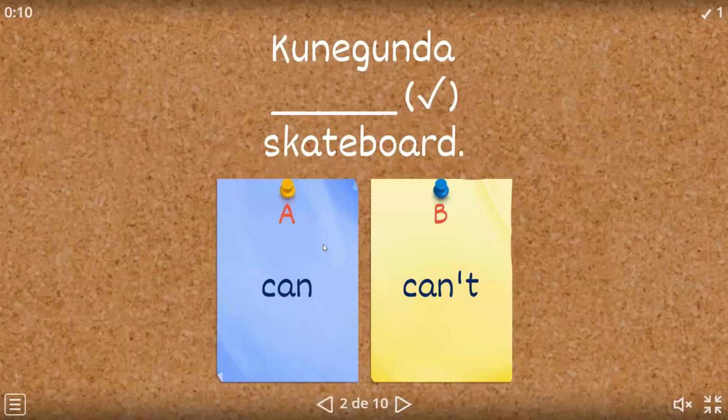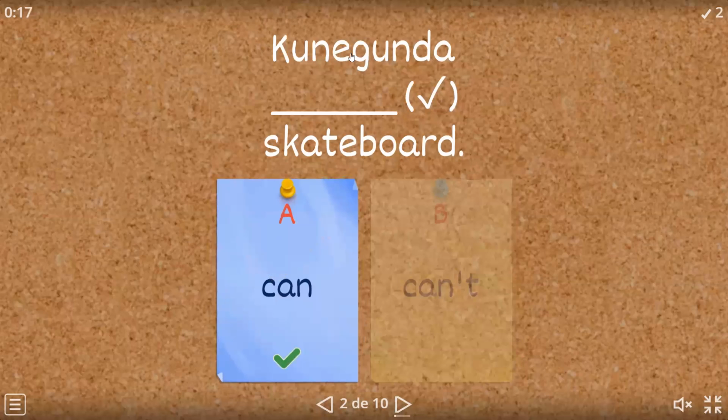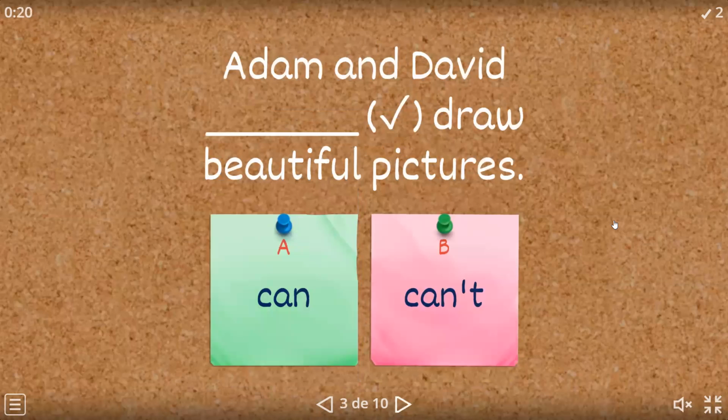Now, Kunegunda, escape. That is a name. It's a weird name, but it's a name. Kunegunda, skateboard. Can, because it's positive. Can skateboard. I think that is a Hindu name, if I'm not wrong, that's why it's kind of different. But yes, that is can.